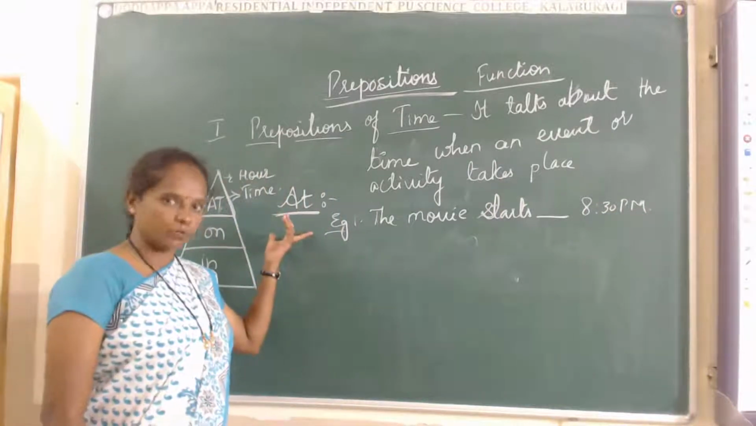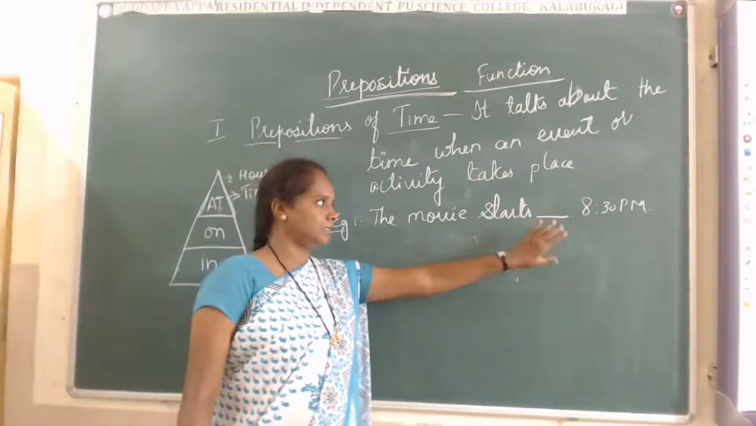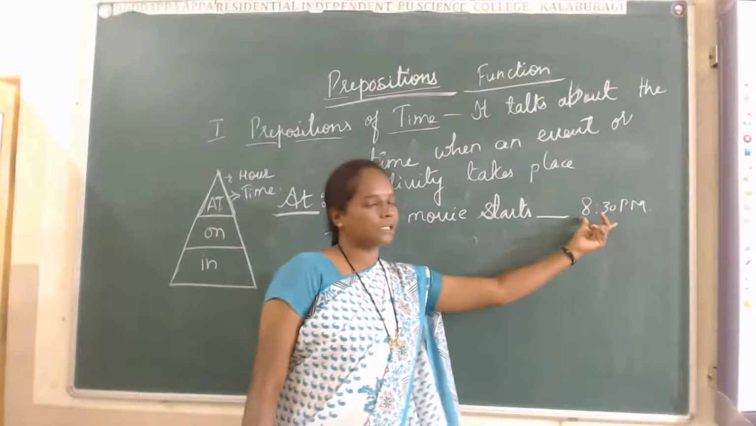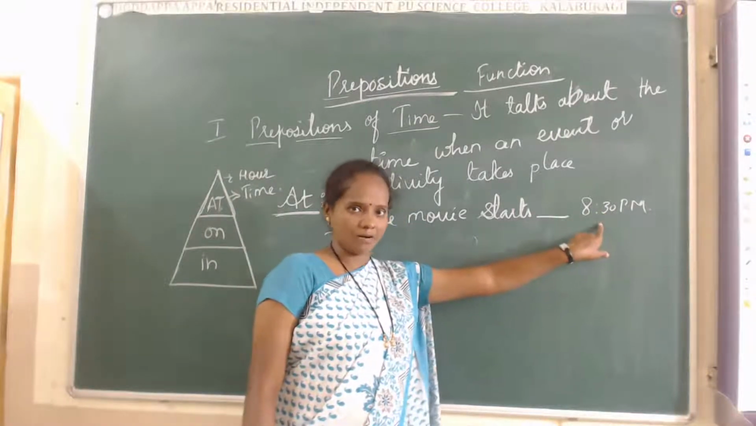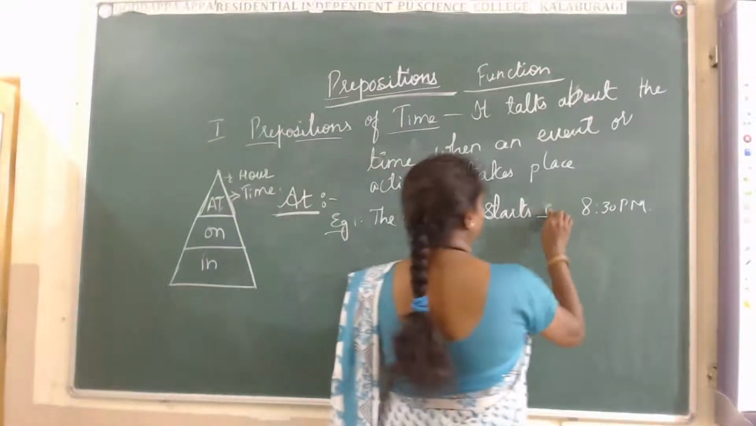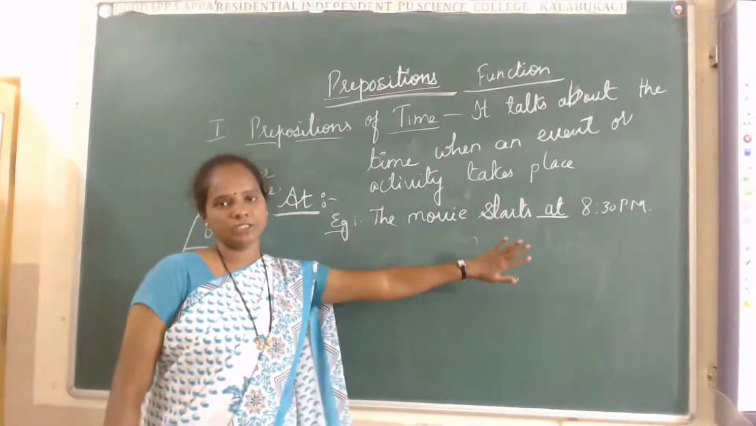Where are we using "at" particularly? The movie starts at 8:30. We know 8:30 is a particular timing, an hour of the day. That's why we have to use "at." The movie starts at 8 p.m.